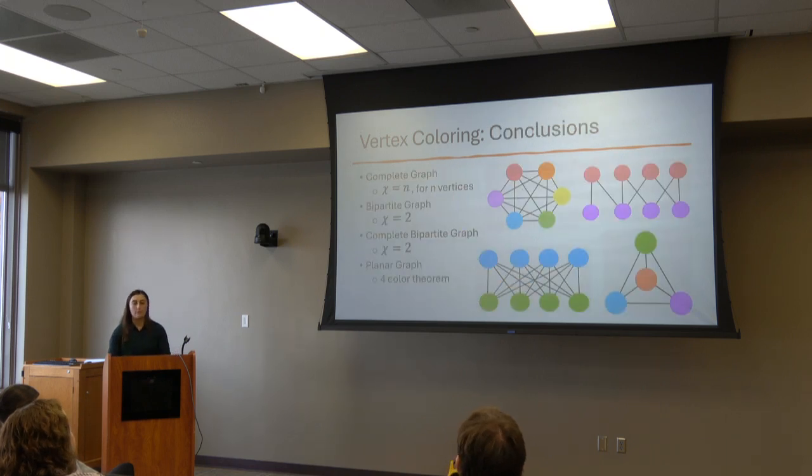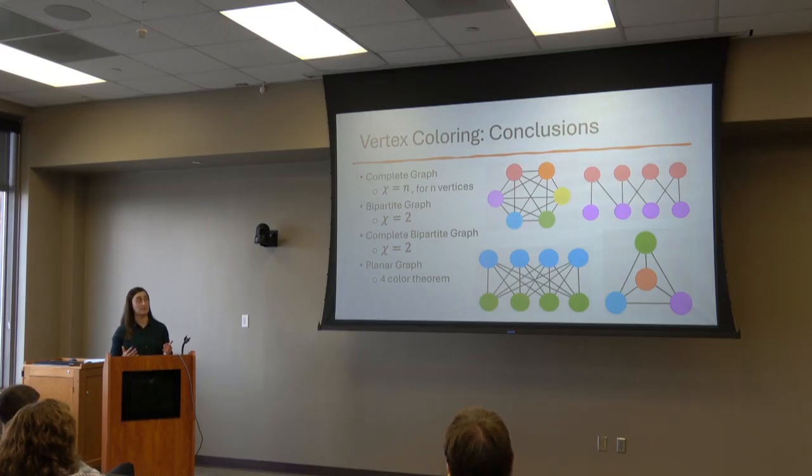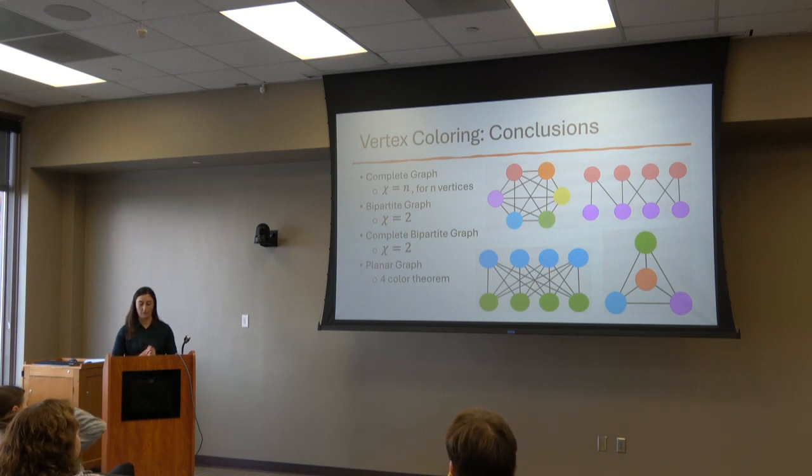Based off of our theorems and what we know about our key graph types, we can come to a few conclusions. So complete graphs have a chi of n for n vertices, and this is because a proper vertex coloring requires that no adjacent vertices can have repeating colors, and since in complete graphs the vertices are all adjacent to each other, they're each going to have to have their own color. And as we mentioned earlier, bipartite graphs and complete bipartite graphs are 2-colorable, which means they have a chi of 2. And based on that 4-color theorem, our planar graphs have a chi of at most 4, and that bottom right-hand graph is a planar graph, and we needed 4 colors to properly color that.